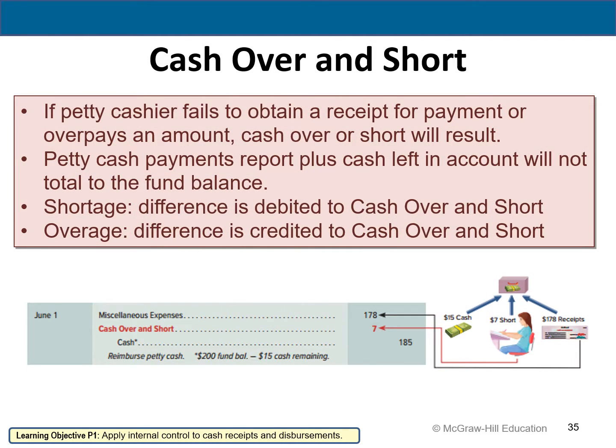All right, so we talked briefly a couple slides ago about errors in the cash over short account. So sometimes there's errors in making change. If you have a largely cash business, think maybe restaurants or small convenience stores or something like that, right? Or if the petty cashier fails to obtain a receipt for payment or overpays an amount, cash over short will result. So the way that we fix that is we just debit or credit this cash over short account for whatever the overage or the shortage is. Okay.